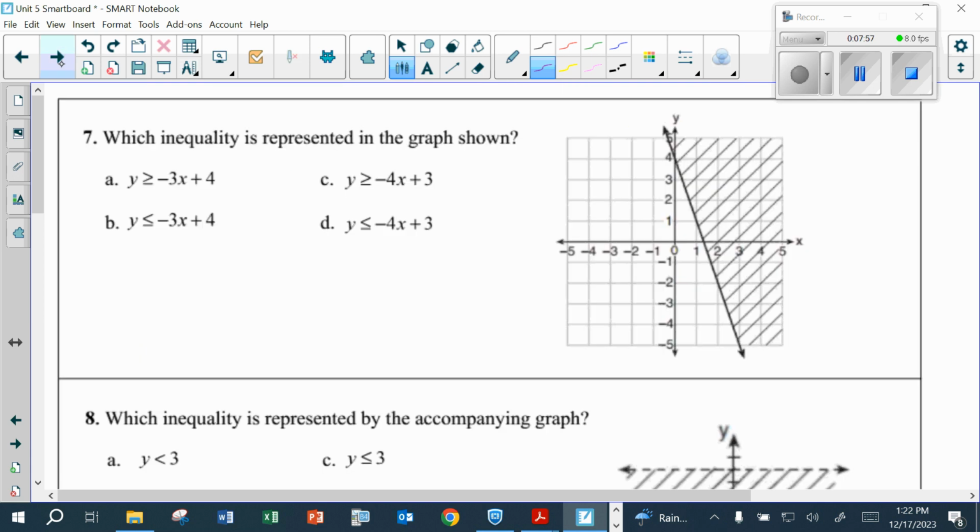Okay, now some Regents questions. Which inequality is represented in the graph shown? So pause it, see if you can answer it without me. Do that for each of them. I'll give you a second to pause.